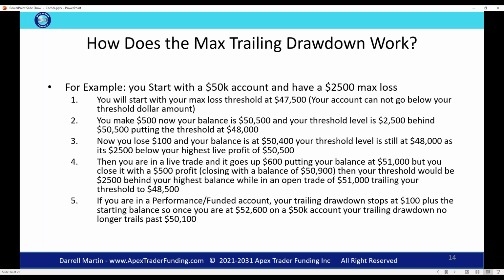Why do we do that in an evaluation account? By the way, once you have passed an evaluation and you're in what we call a PA, a paid performance account, that's the funded account with the split, this trail stops as soon as you hit, like you'd start with a $50,000 account, and as soon as the trailing threshold gets to 50,100, meaning it basically covers our butt on the balance, then it stops. Okay, you don't have this. It's just there during the evaluation.